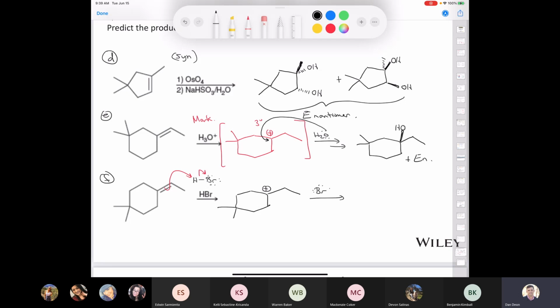You have your bromide ion, which was the leaving group. The bromide is going to come in, do a nucleophilic attack like this. We end up with a compound that has no chiral center. So we have our ethyl group, we have our bromine, and then we have these two methyl groups here. And again, there's no stereocenter in this case. And so there you have it.